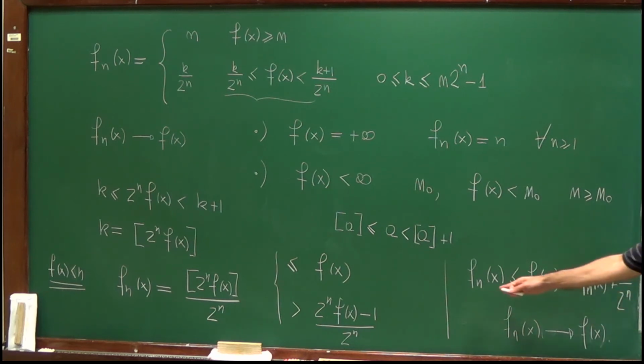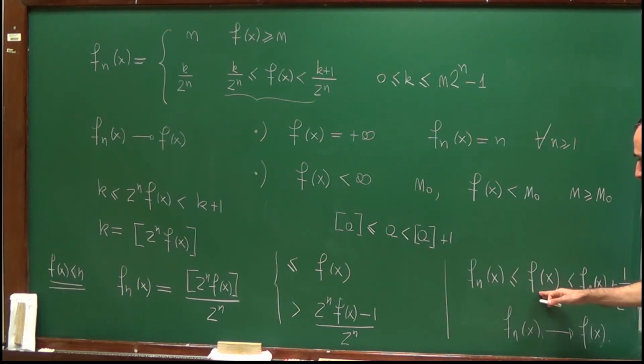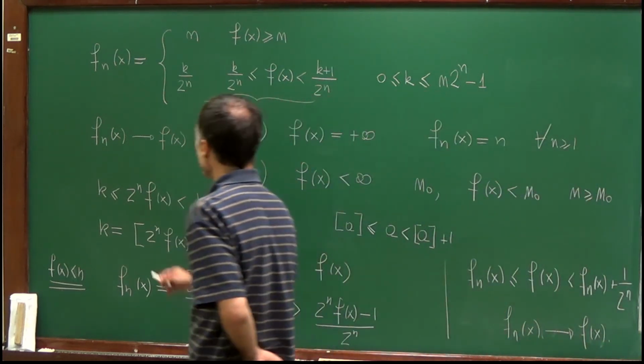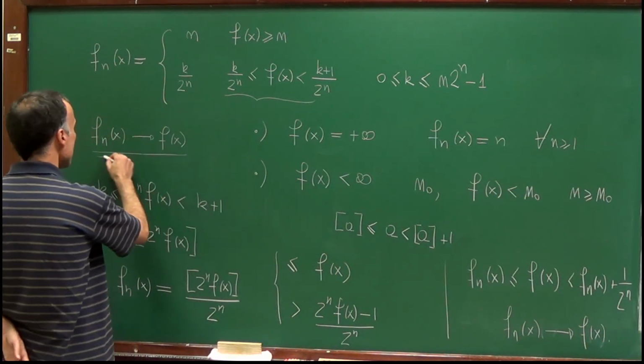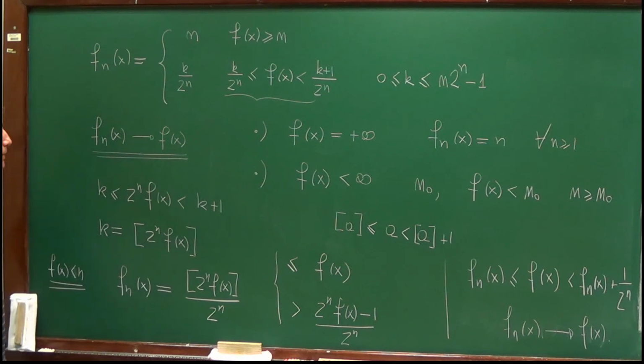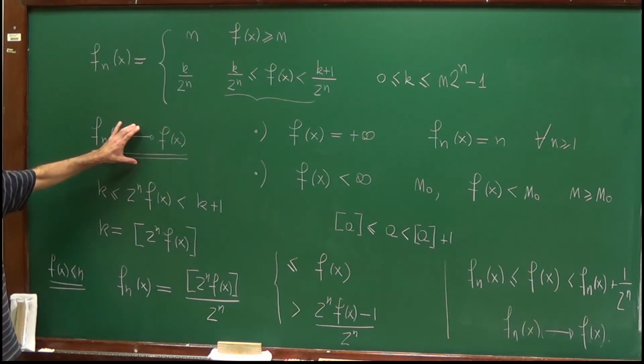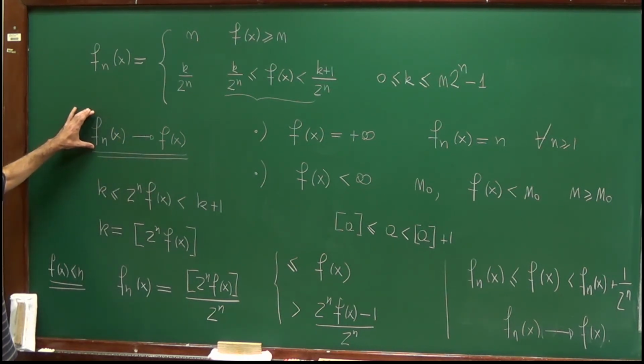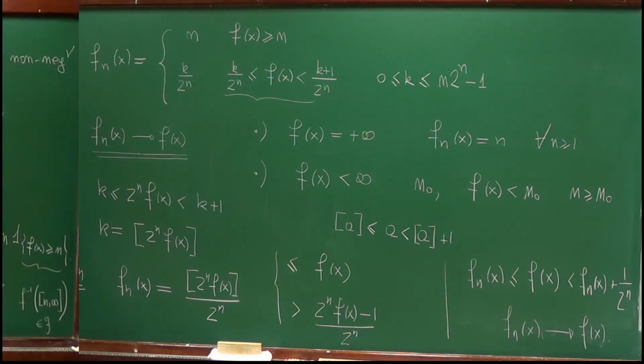Right? Because you see that the lim sup is smaller and the lim inf is greater, so they in fact converge to fn of x. And this proves our claim, which was the third property we wanted to prove about this sequence fn of x.